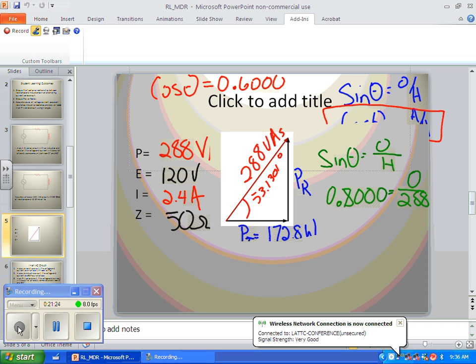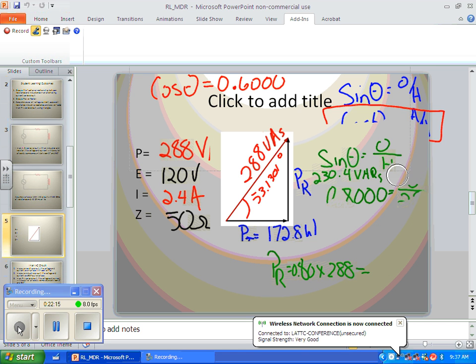Well, there we go again. We've got 288 on both sides, and it's divided over here, and we could get rid of it by just saying reactive power is equal to 0.8 times 288, and if we multiply O over 288 times 288, 288 will drop out, so we get side O. So 0.8 times 288 is what? 230.4 VARs. Volt amps reactive.